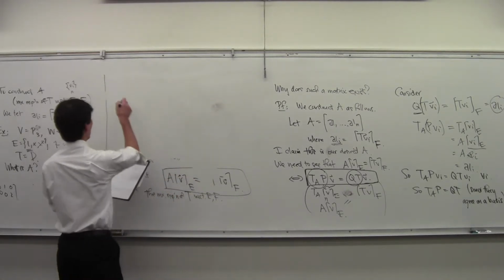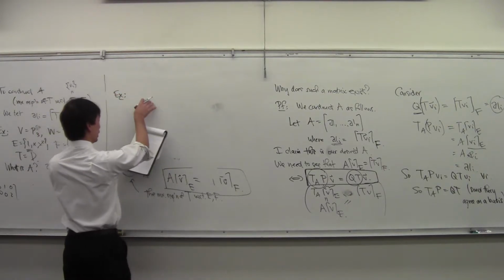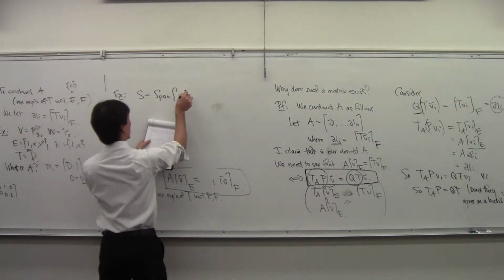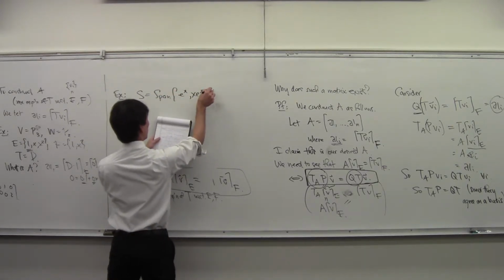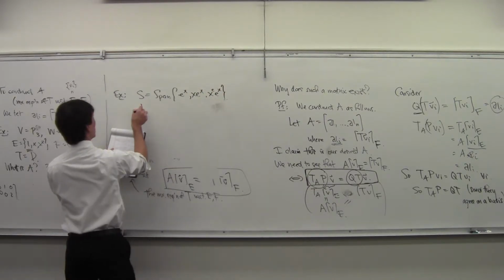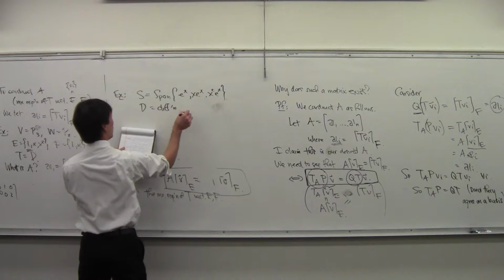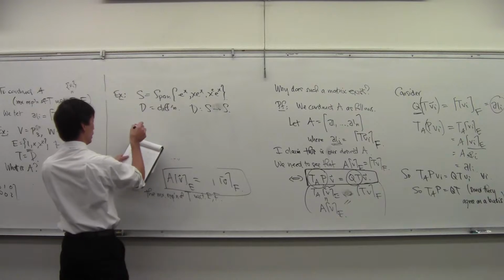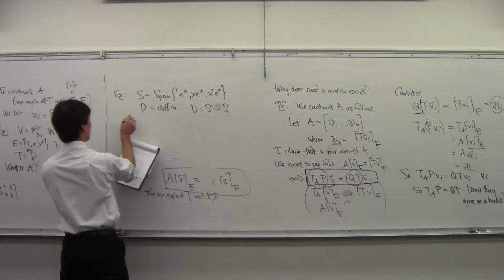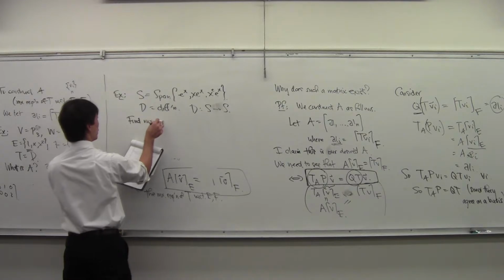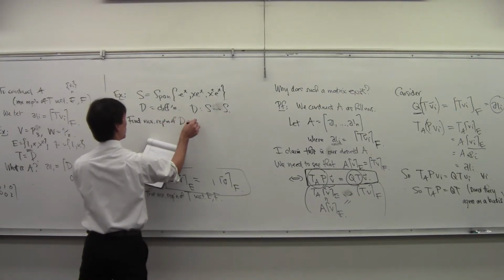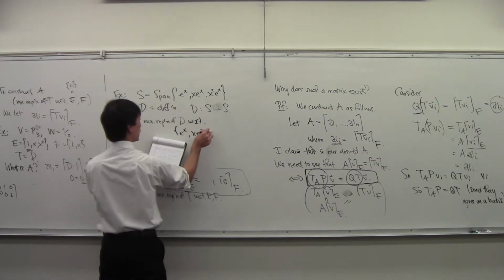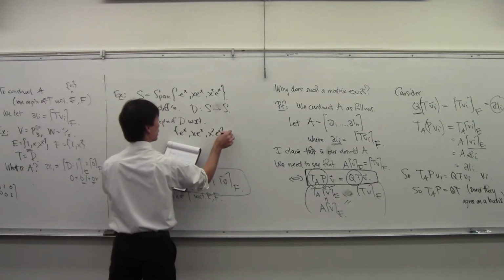Let me put up another one, just to consolidate that. So let S be the span of e to the x, x e to the x, x squared e to the x, and D be differentiation. So D goes from S to S. Find the matrix representation of D with respect to the basis e to the x, x e to the x, x squared e to the x on both sides.